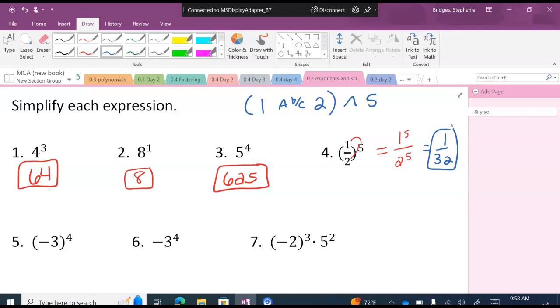Everybody got it on the calculator? All right, we need to talk about number 5 and 6 because they are very similar, but they're also a little bit different.